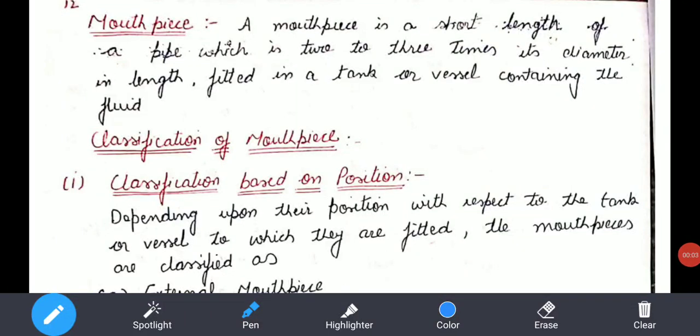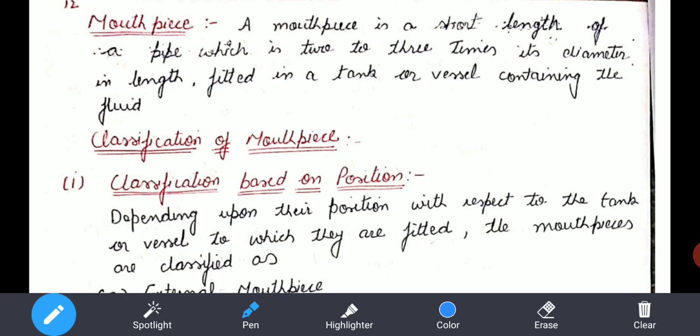Hello everyone. So last time we discussed orifices, their classification and various types of orifices, and how to determine their discharge. Today we are going to start mouthpieces. I already told you what a mouthpiece is.